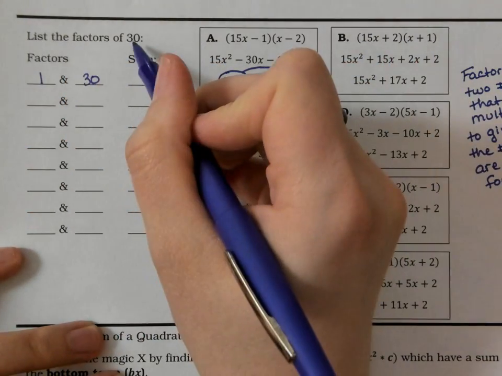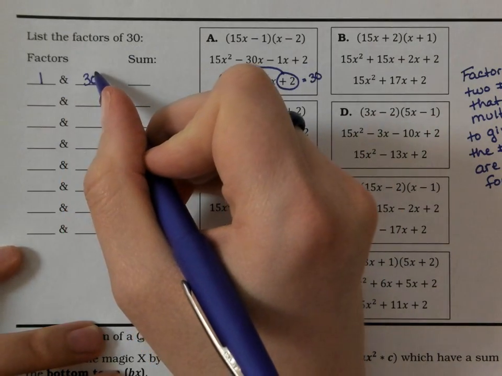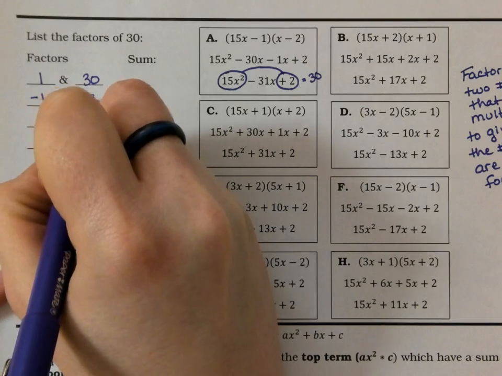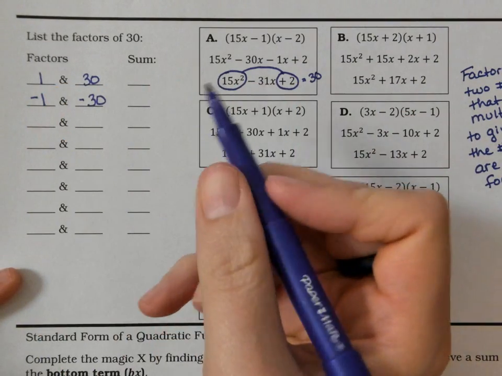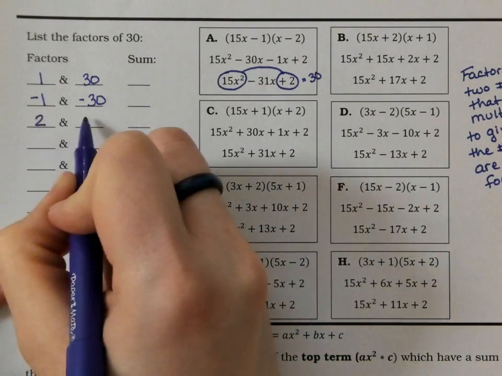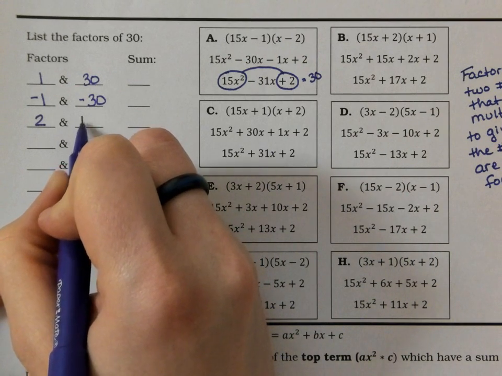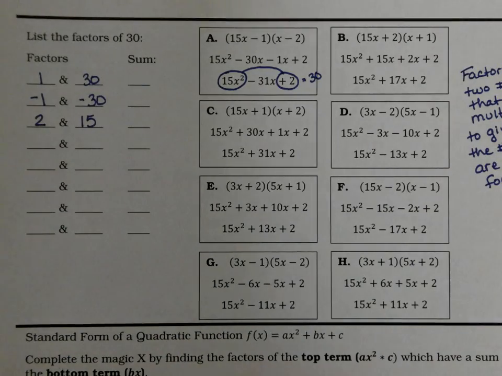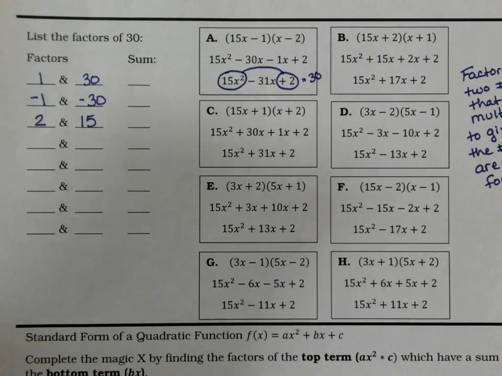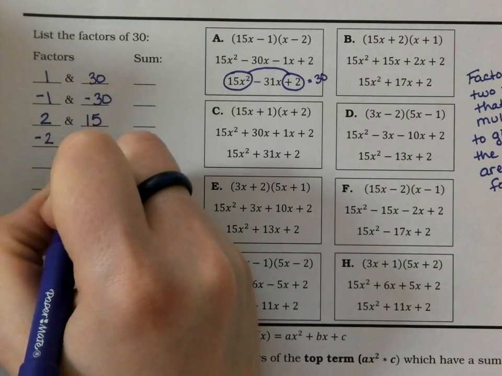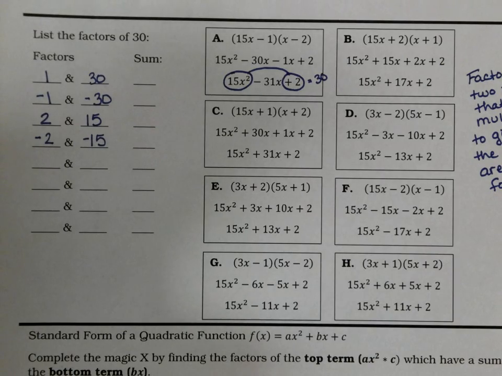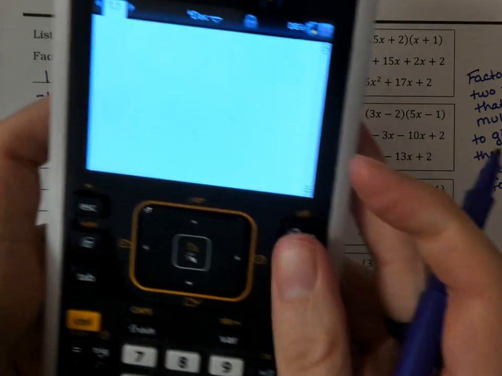But if I'm looking at a positive number, two positives give me that number or two negatives. So -1 and -30. Okay. 2 and 15 give me 30, which means that -2 and -15 give me 30. Okay, and then I'm going to keep going. And now I forgot to turn my calculator on. Let's see if you can see this.